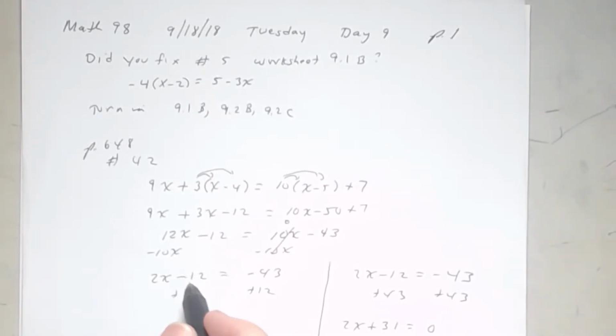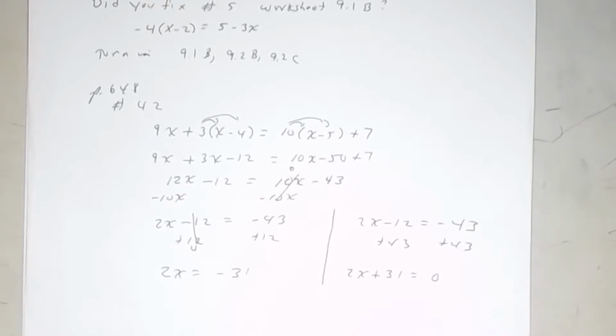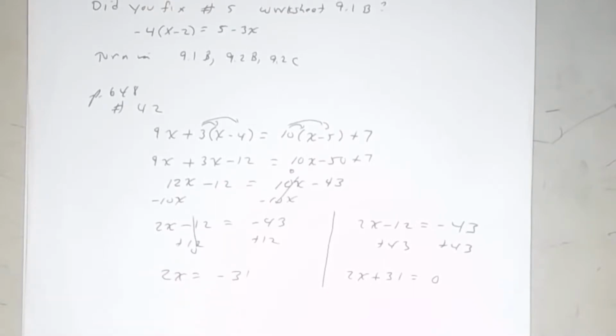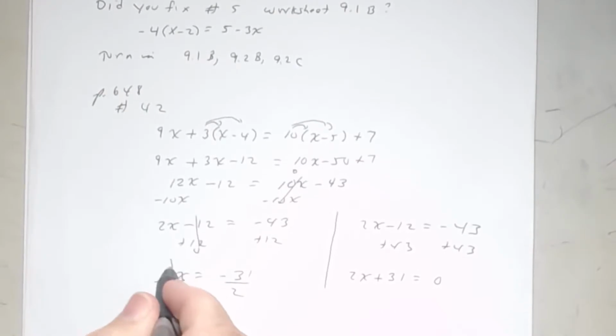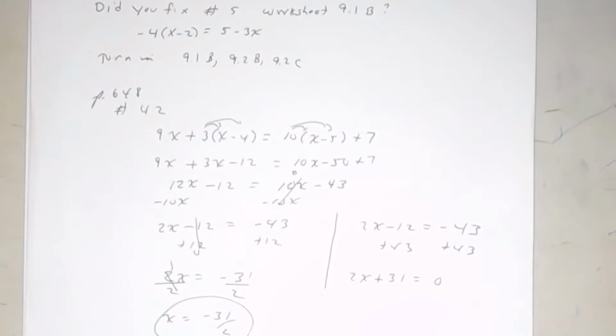And then combine like terms, you get 0 here, so that's 2x, equal on your calculator, a negative 43 and a positive 12 is a negative 31. And then what property am I using next if I keep on with this one? Multiplication property of equality. So what do I have to do to both sides? Divide both sides by 2. It's got to look like this. And then 2 divided by 2 is 1. 1 times x is x, and this is your answer. Negative 31 over 2. That's your solution.